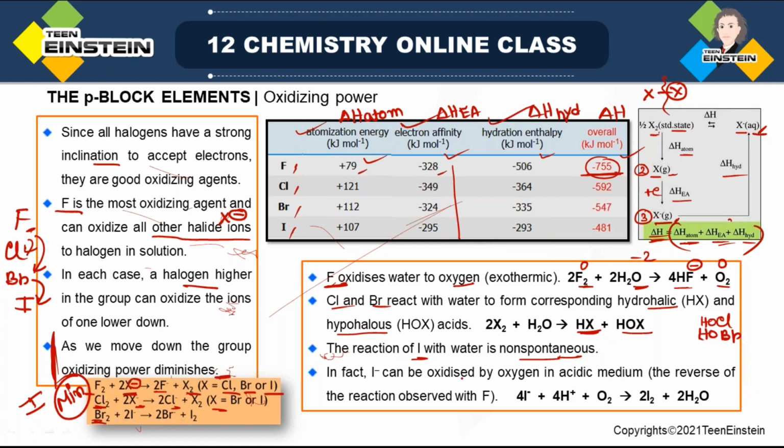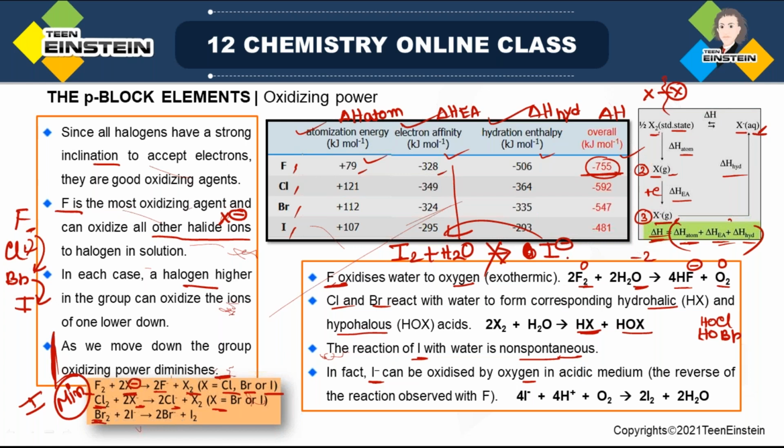On the contrary, what happened? I- can be oxidized by oxygen. That means the reverse reaction is possible. Reverse reaction means, suppose if iodine can oxidize H2O, in that case the reaction will be like this: iodine plus H2O, and it will produce iodine I-. That means iodine accepted electron from oxygen. But this reaction is not possible. It is not spontaneous. That means the reverse reaction is actually spontaneous.